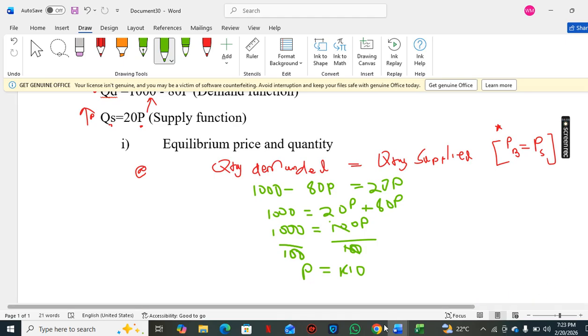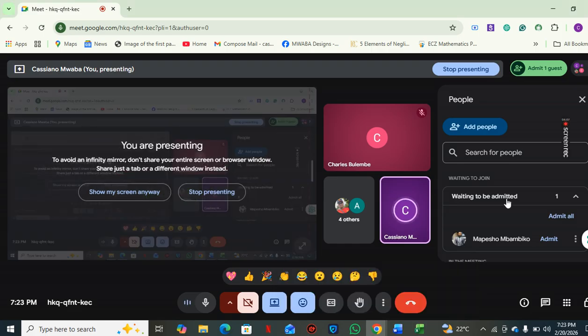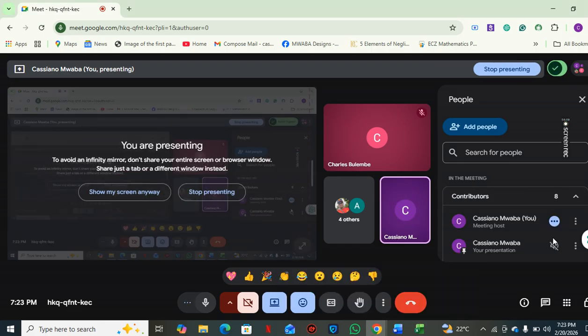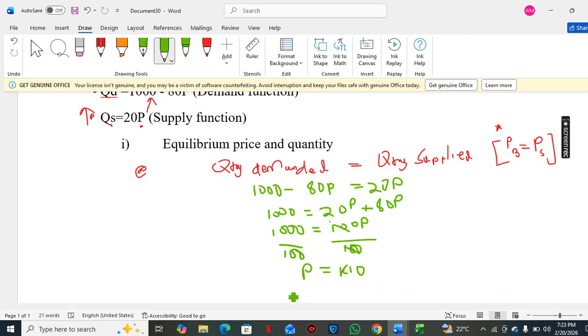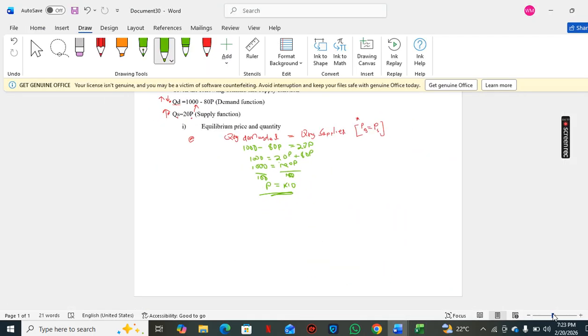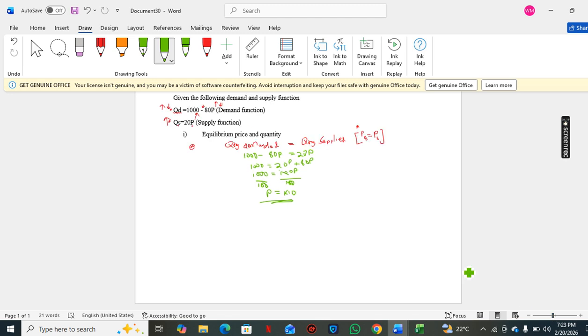So that's the equilibrium price. Now we're going to deal with the equilibrium quantity. Since we've got the value of P, all we need to do is substitute P equals 10. You can choose whichever function you want. You can substitute it in the demand function, or in the supply function. You get the same answer. Let me illustrate that you get the same answer.